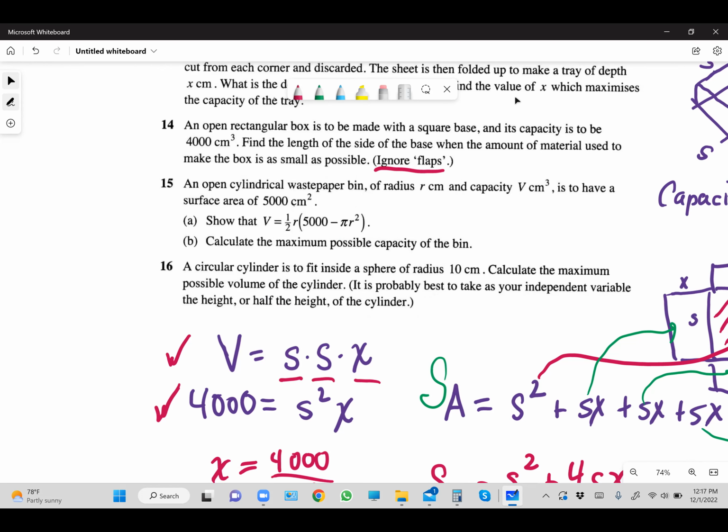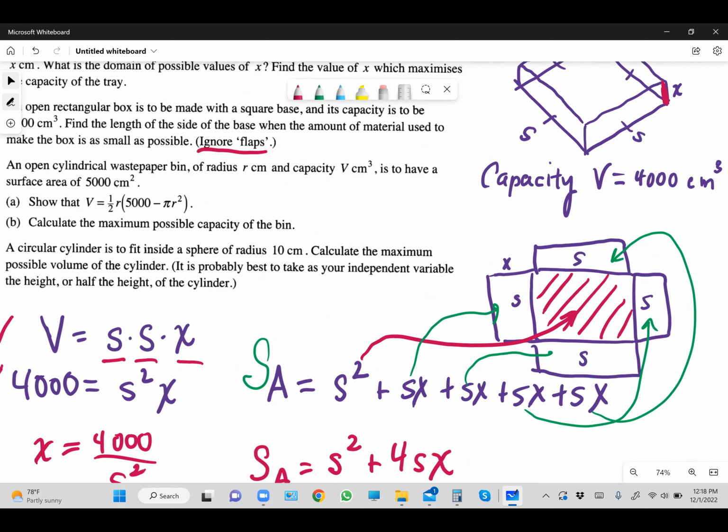So let's return to this so that everybody understands. Here's the thing. When we said ignore the flaps, I'm not sure what they mean by that. Flaps that close the box, like the box open and then you have four flaps that close it. Again, this is a question of what ignore flaps means. But you cannot do this problem if you did not take this into consideration.